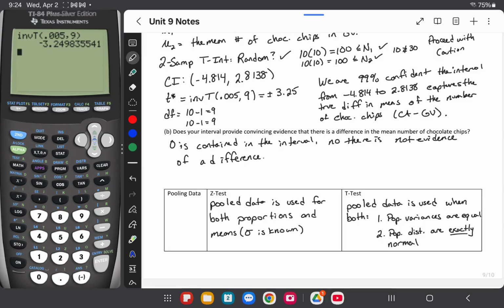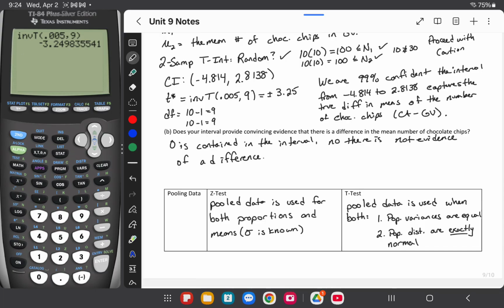Whereas for t procedures, pooled data is not very often used. In order for pooled data to be used, population variances must be equal to each other, and also population distributions have to be exactly normal. Now notice I've underlined that word exactly. They cannot just be approximately normal. They have to be exactly normal in order to use pooled data.